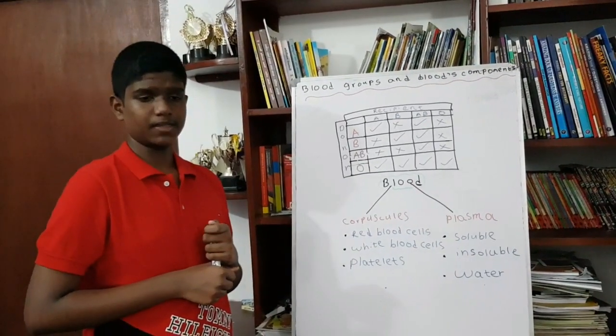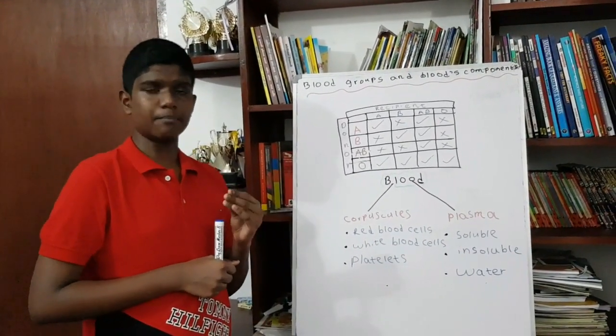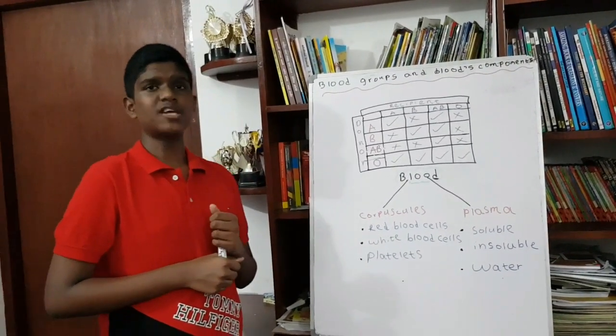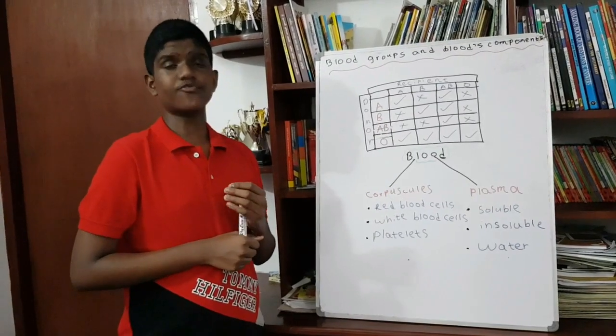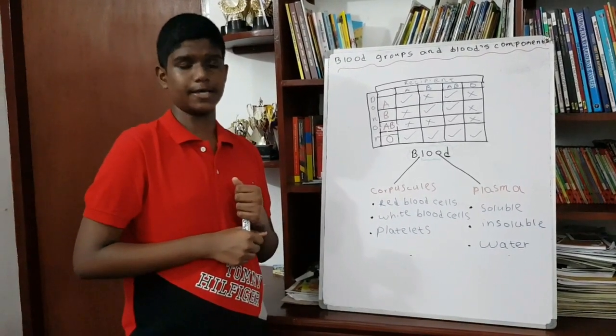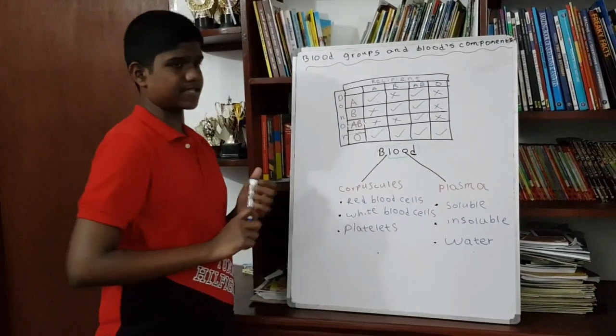Red blood cells. There is a red color pigment in blood which is called hemoglobin. The main function of hemoglobin is to carry oxygen from the lungs to the body cells, and it also gives blood its red color. White blood cells.